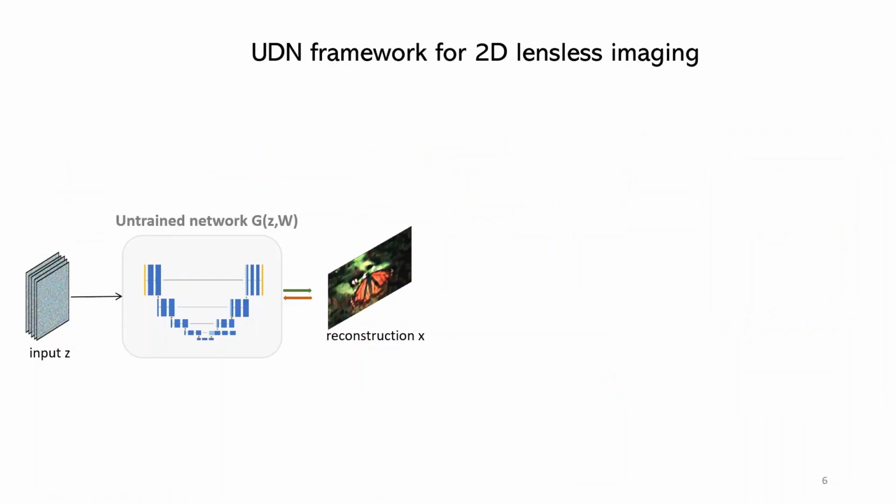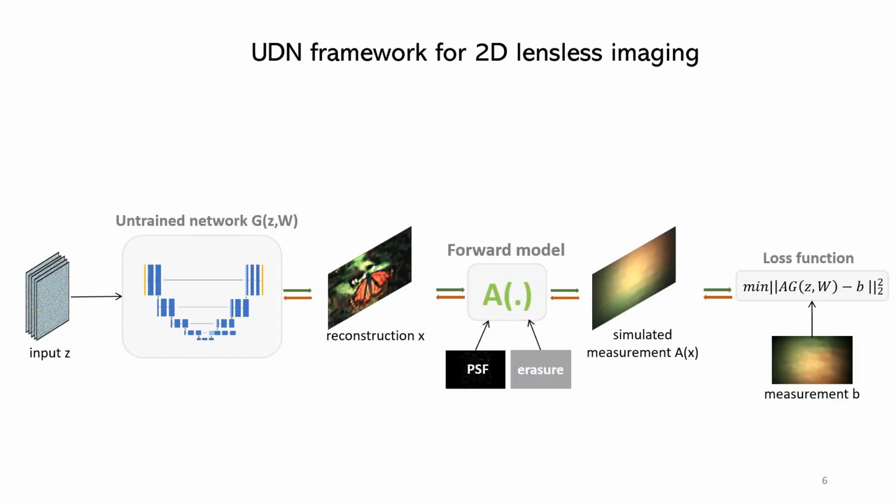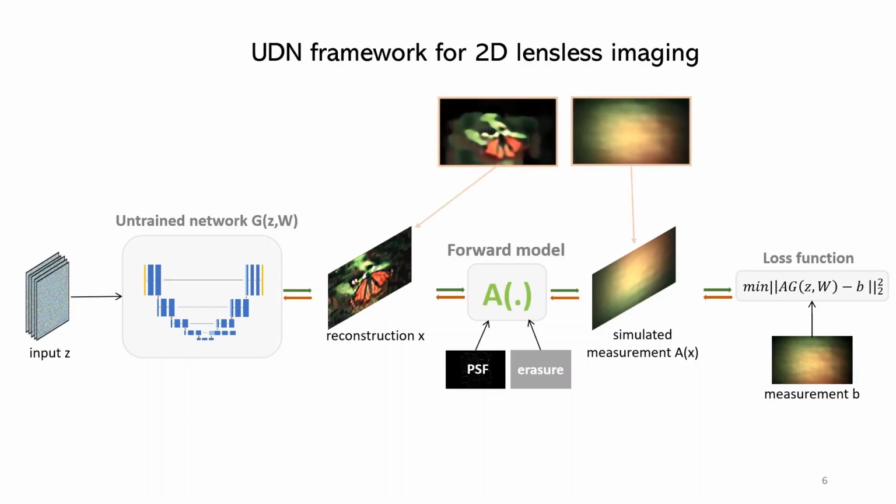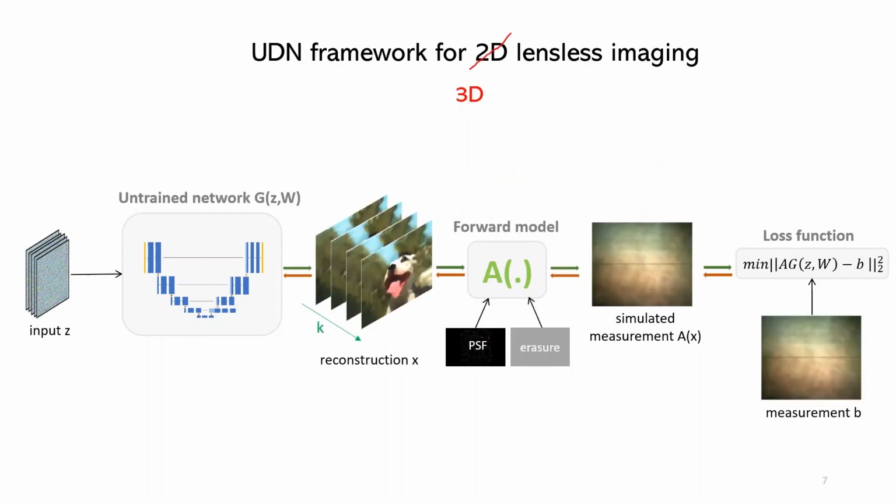With UDN, an untrained network is used as an image generator. A forward model follows, producing the corresponding simulated measurement, which is then compared with the captured measurement to update the network. Here's the progression showing that the network gets better at producing the scene image. This framework can also recover a 3D data cube from a 2D measurement by replacing the 2D forward model with a 3D encoding function, showing how the 3D data is encoded onto the sensor.